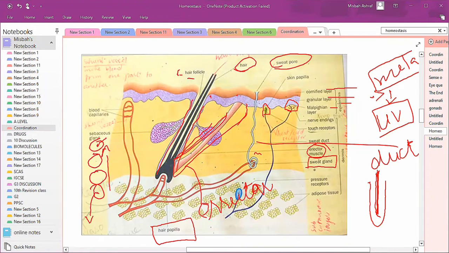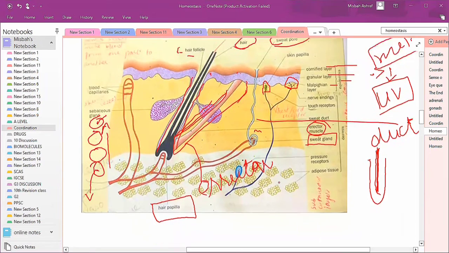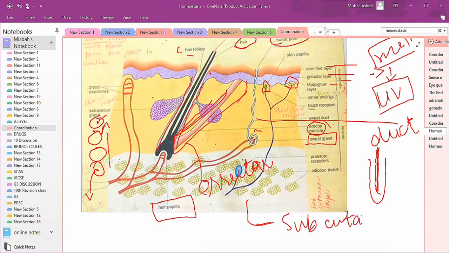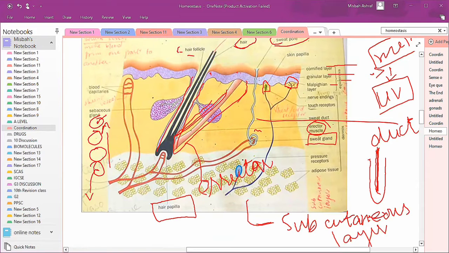Okay, almost all structures are discussed. Now, beta, at the bottom, this is known as the subcutaneous layer. This is the one which contains the fats. This whole is the subcutaneous layer.